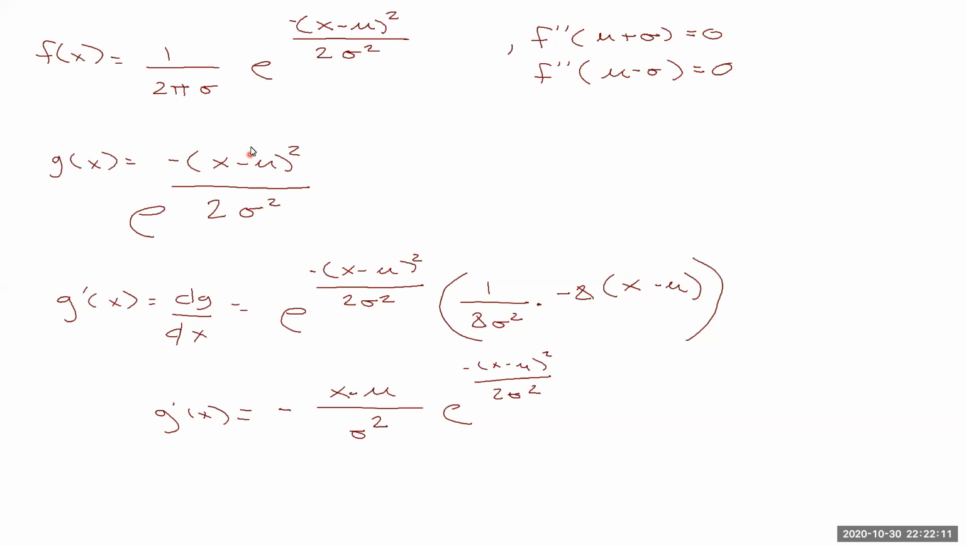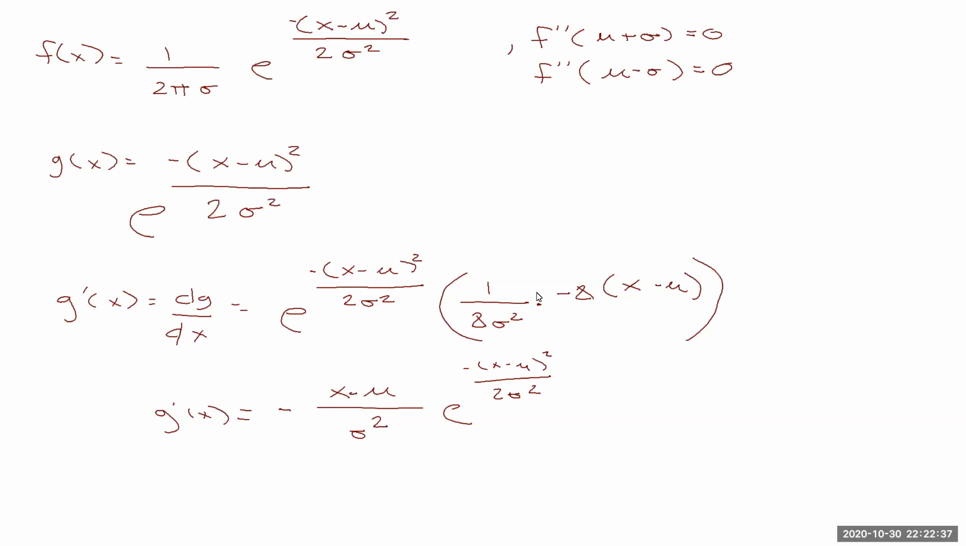times negative 2 and then x minus mu. The reason for this is because we have to use the chain rule. 2 sigma squared is just a constant, so we can move this to the front. And the power rule is multiplied by the exponent, subtract by 1. So that's why we have a 2, and this is a power of 1.